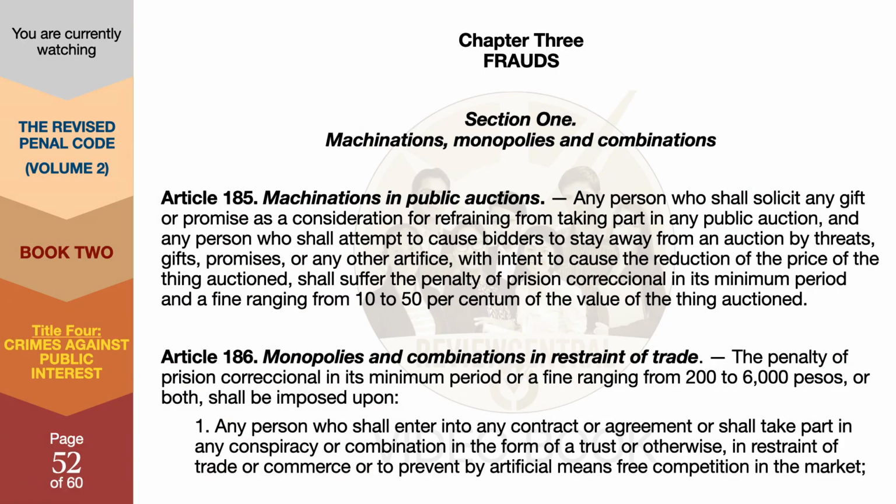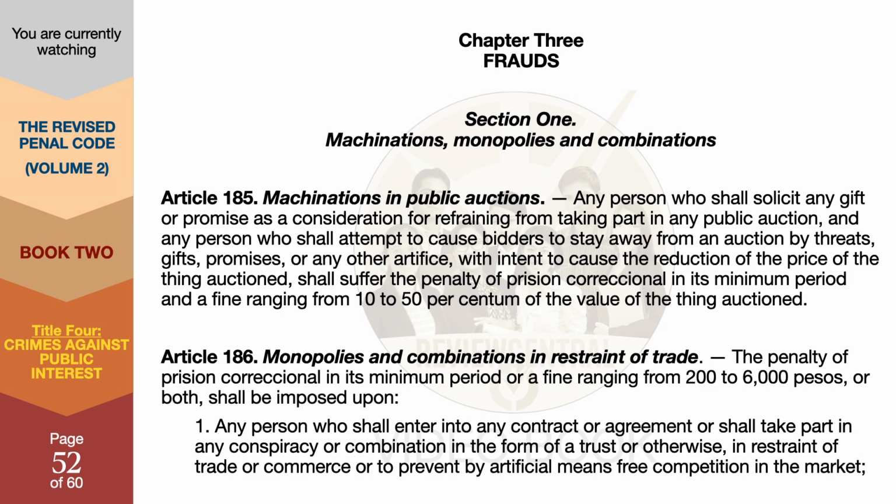Chapter 3. Frauds. Section 1. Machinations, Monopolies and Combinations. Article 185. Machinations in public auctions. Any person who shall solicit any gift or promise as a consideration for refraining from taking part in any public auction, and any person who shall attempt to cause bidders to stay away from an auction by threats, gifts, promises, or any other artifice, with intent to cause the reduction of the price of the thing auctioned, shall suffer the penalty of prisión correccional in its minimum period and a fine ranging from 10 to 50% of the value of the thing auctioned.